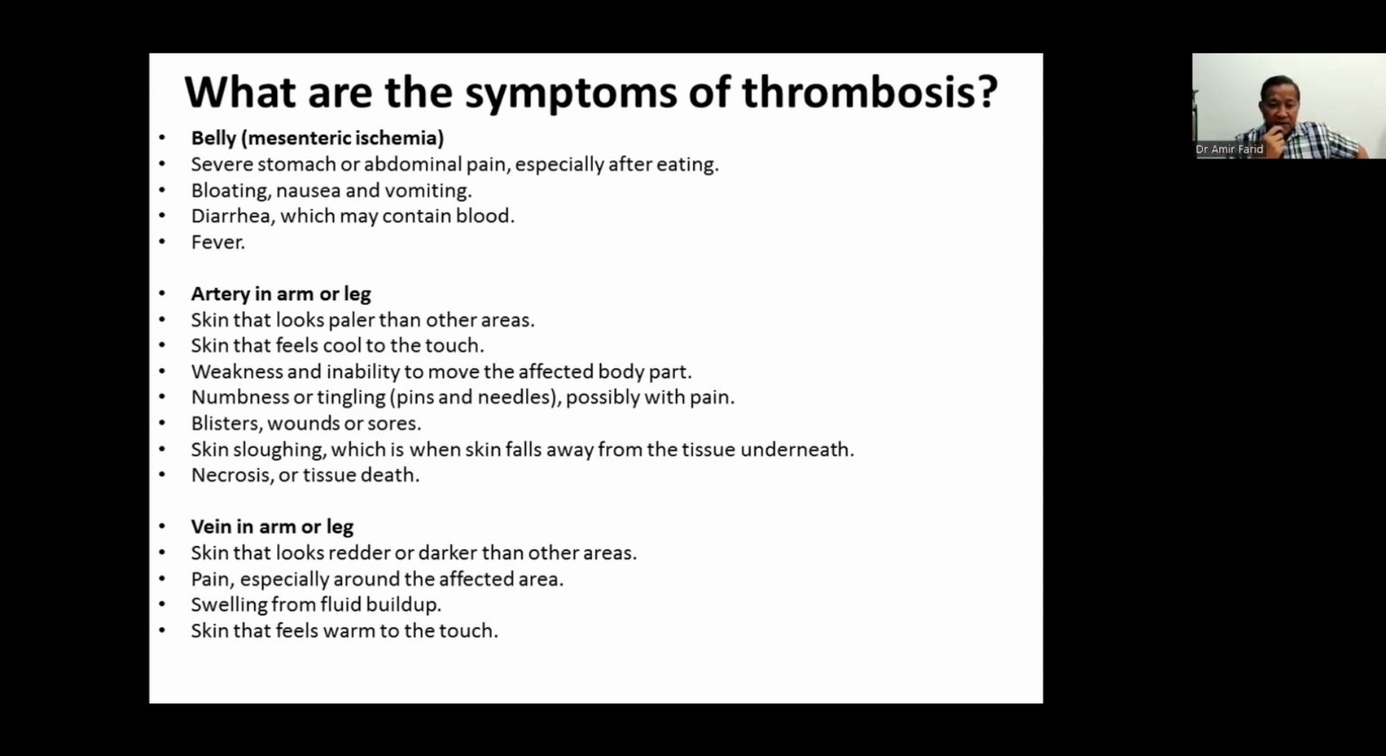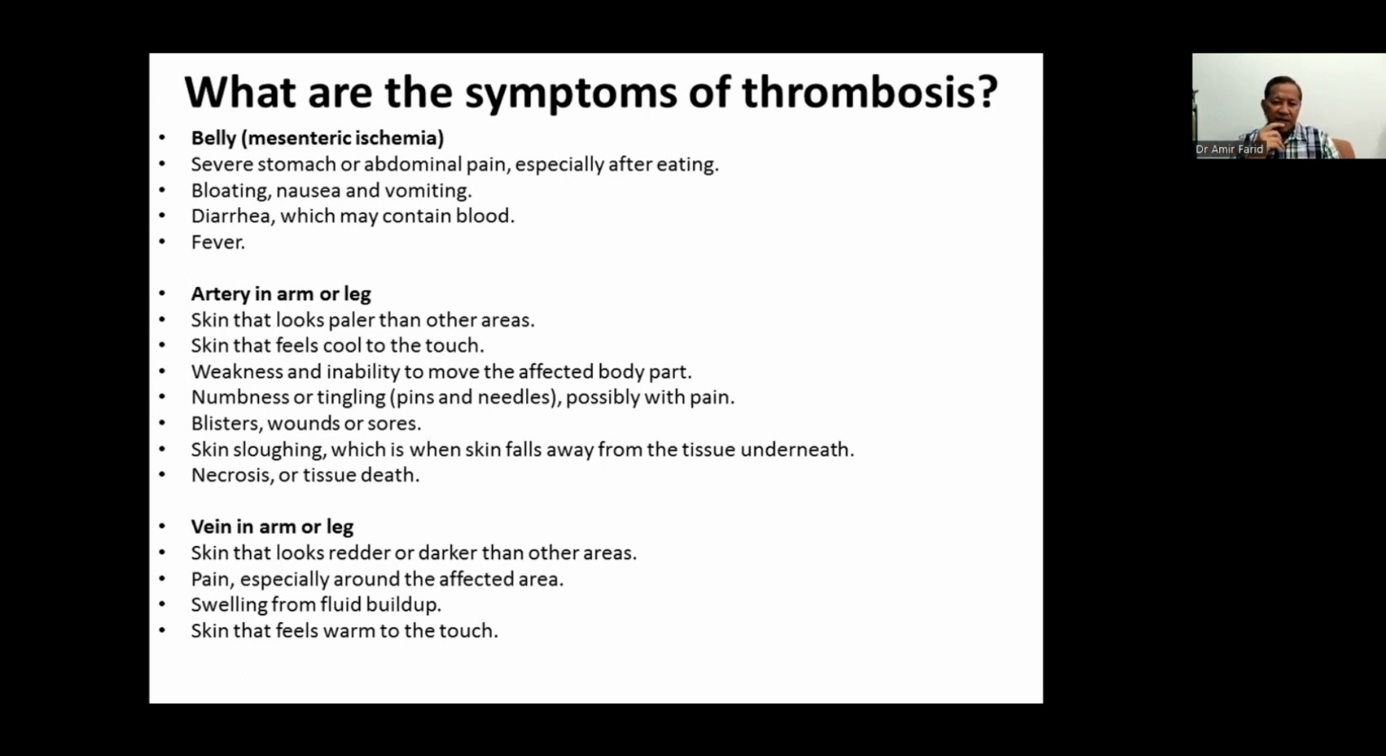If it's an artery in the arm or leg, then the skin becomes paler than other areas because there's less blood flow. The skin feels cool to the touch, with weakness and inability to move the affected body part, numbness or tingling, pins and needles, possibly with pain, blisters, wounds, or sores because of poor blood circulation, skin sloughing, which is when skin falls away from the tissue underneath, and necrosis or tissue death.